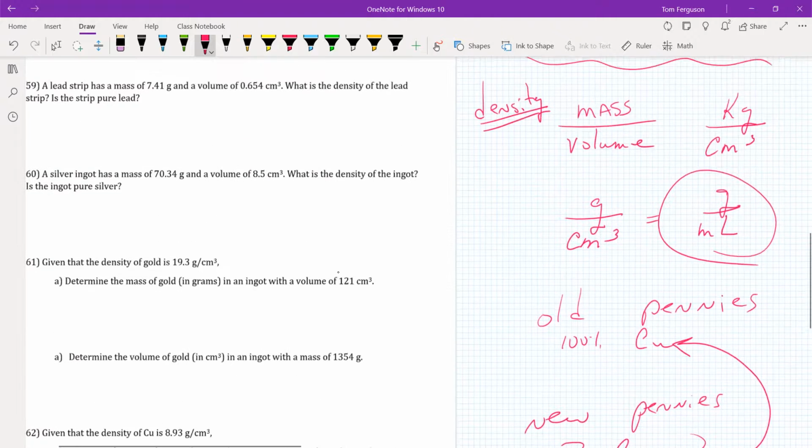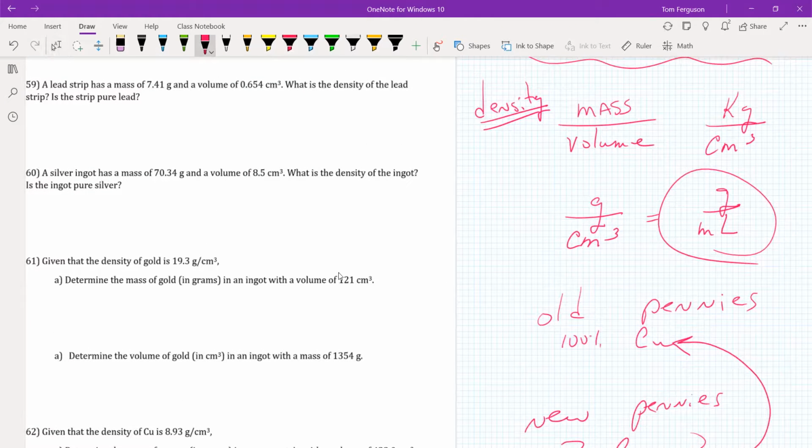To determine density, you need two measurements. You need a mass and you need a volume. And then what happens is you divide the volume into the mass because you want grams per 1 milliliter.